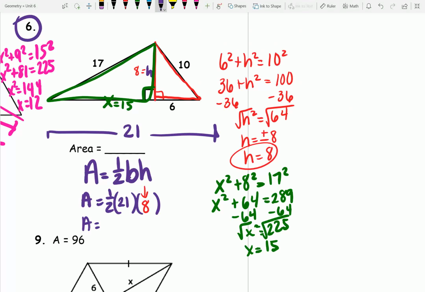Now if we type that into our calculator, half of 21 times 8, we end up with 84 units squared. And that's how we find the area of this triangle.